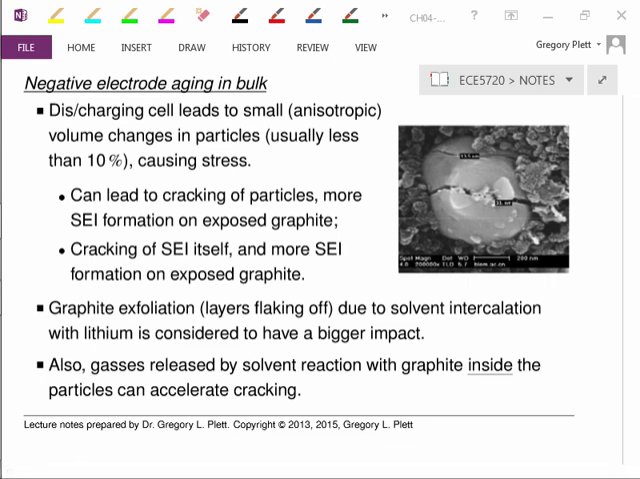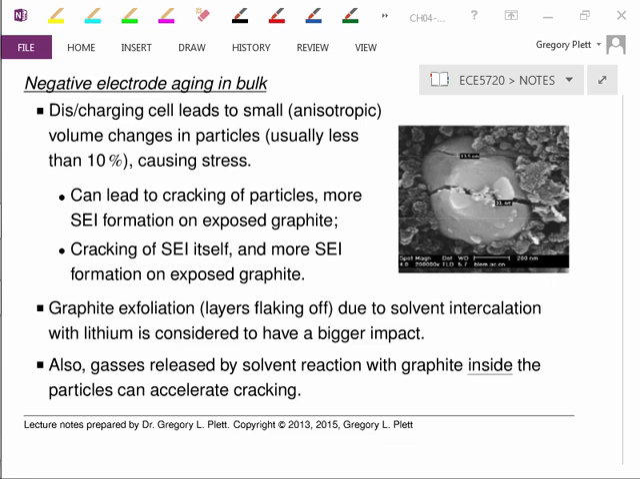When we charge and discharge this cell, we are putting lithium into something that didn't previously have lithium in it. So if you think about putting water in a sponge, whenever you do that, the sponge expands because there's water in it. And the same thing happens when you put lithium into graphite. It expands. Anisotropic, so it doesn't expand the same way in every direction. In some directions it expands more than in other directions.